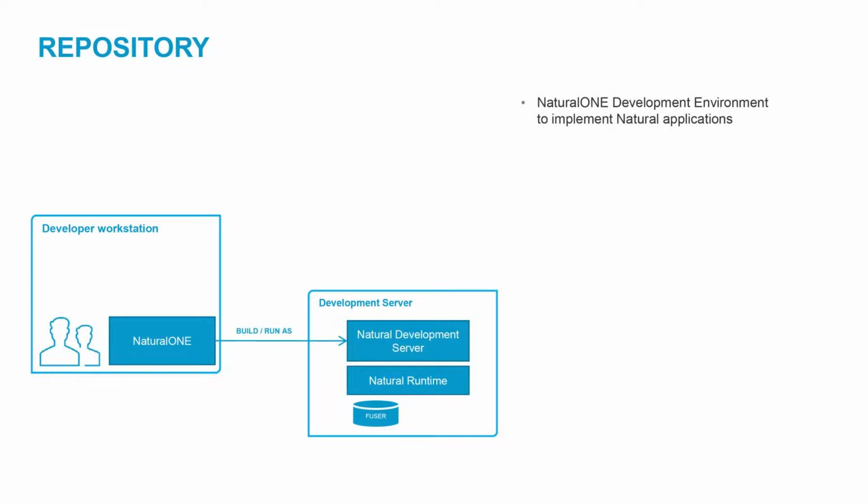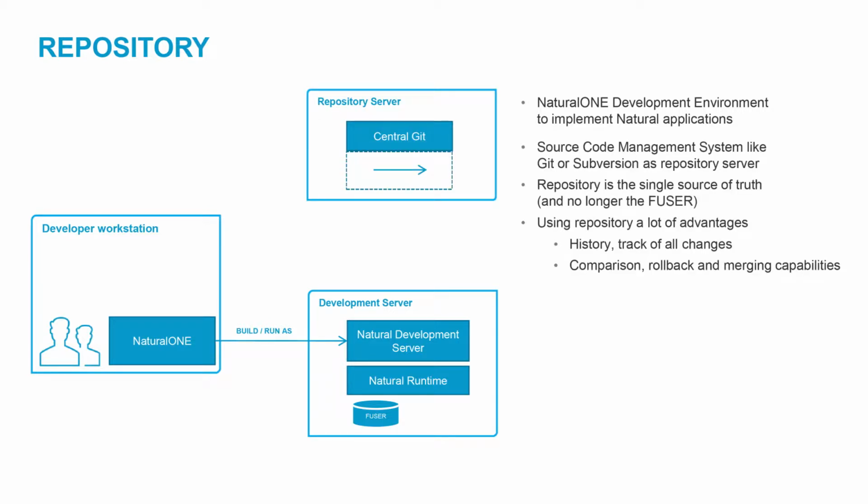The NaturalONE development environment is used to implement Natural applications. NaturalONE connects to a Natural development server to build and run an application. A source code management system like Git or Subversion is used as a repository server. This repository is now the single source of truth and no longer the FUSER.